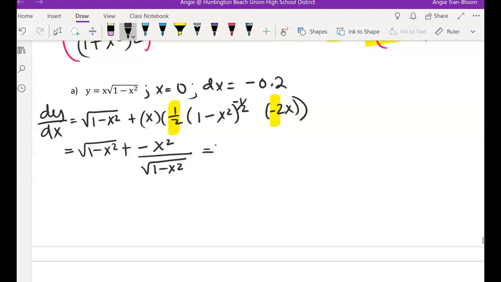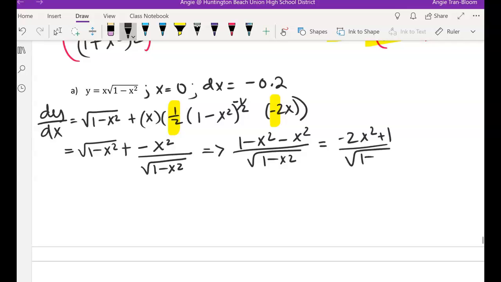I would now find a common denominator, so that means 1 minus x squared minus x squared all over a common denominator of 1 minus x squared. Let's simplify that some more. This is negative 2x squared plus 1 all over the square root of 1 minus x squared. So this is what my dy over dx equals.